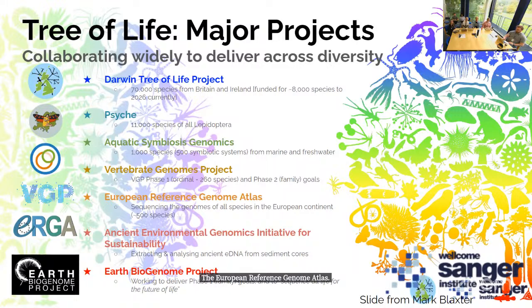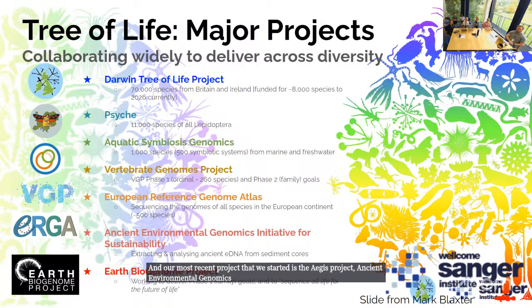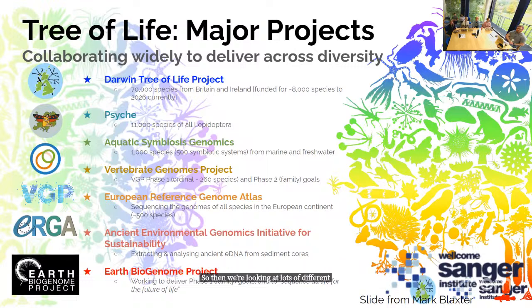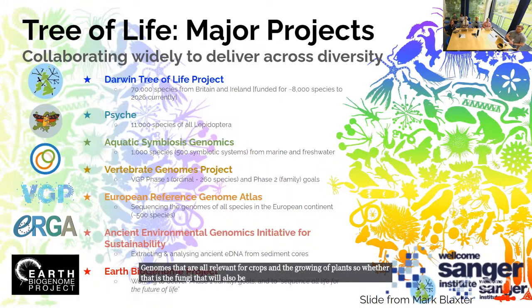And our most recent project that we started is the AEGIS project, Ancient Environmental Genomics Initiative for Sustainability. So there we're looking at lots of different genomes that are all relevant for crops and the growing of plants. So whether that is the fungi that will also be present when crops are successful, or looking at different traits within plant genomes.